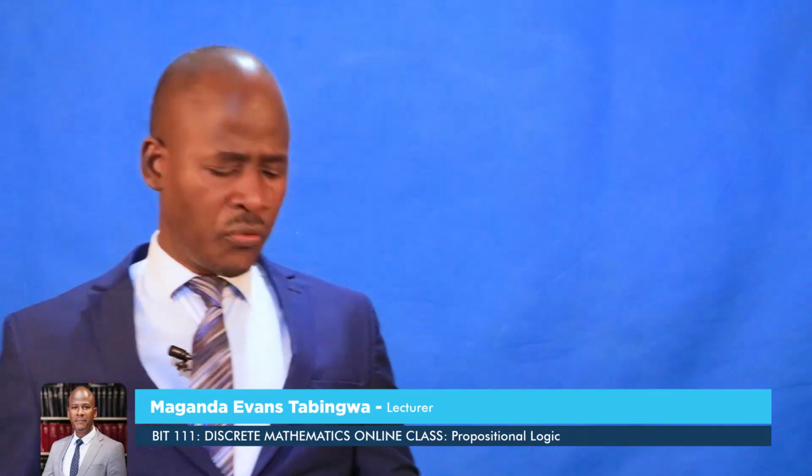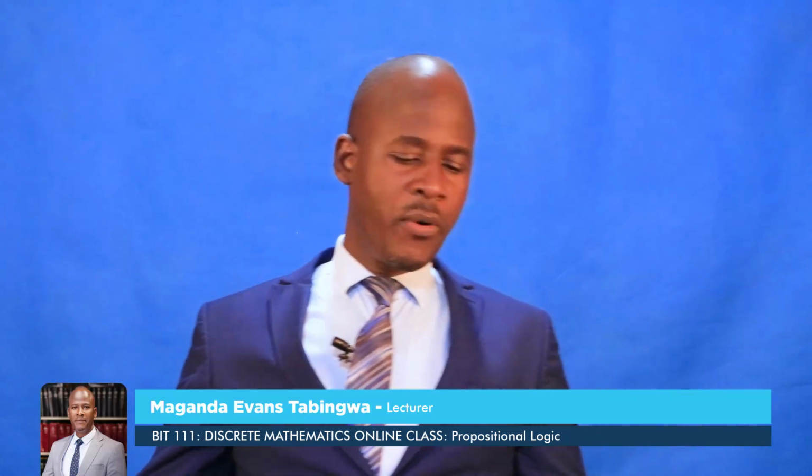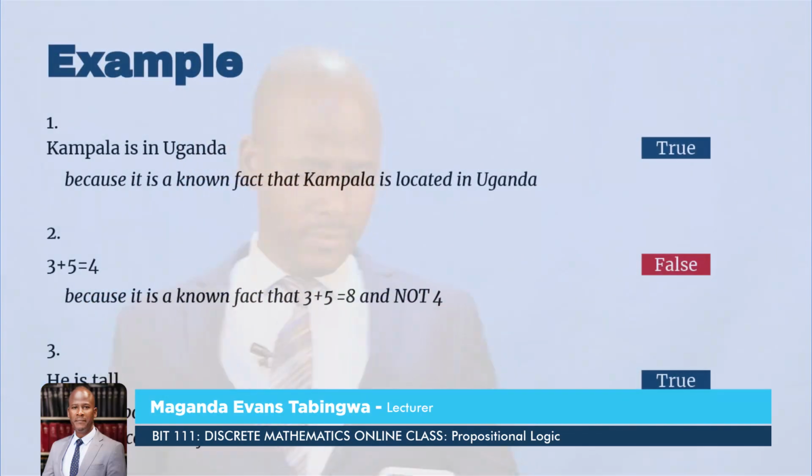I will give examples of a proposition. For example, Kampala is in Uganda. Kampala is in Uganda is an example of a simple proposition. And why is it a proposition? Because it's a known fact that Kampala is located in Uganda. Therefore, we can know that indeed Kampala is in Uganda. So it's a true statement. Then, another example of a proposition: 3 plus 5 is equal to 4. That is a false proposition. We give it a false value.